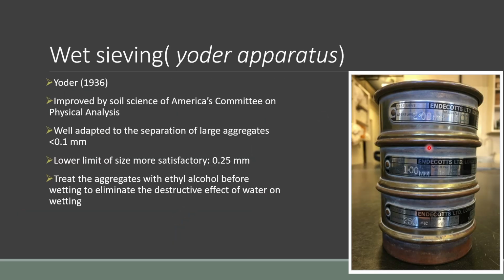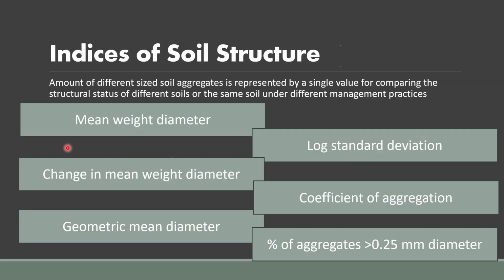We don't need to study how this wet sieving method is done. Just remember Yoder, who gave this technique. The lower limit of size more satisfactory is 0.25 millimeter; up to this we can measure. It is well adapted to the separation of large aggregates.